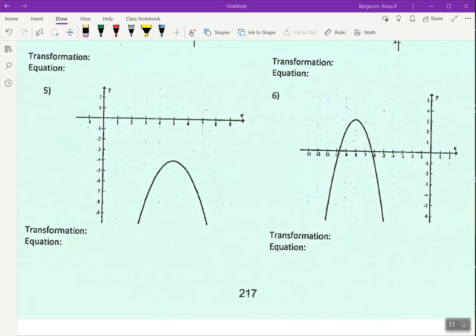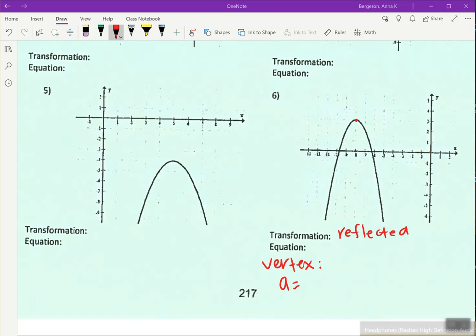So if we think about the transformations for this graph, right, if my vertex is right here, my graph is flipped upside down, which means it's reflected, and we know that that means that our a value, right, because to write our equation we need our vertex and the a value.